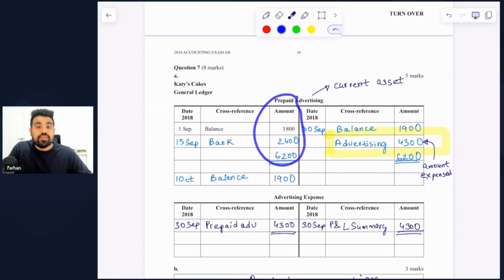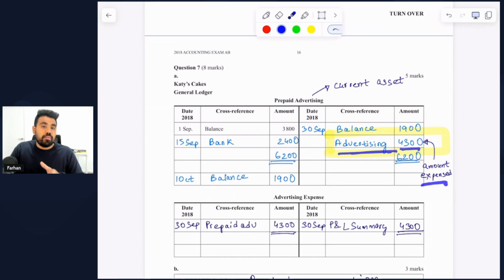So what we have done is calculated everything on the heavier side, which was the debit side. We added the opening balance of 3,800 with 2,400, and then we got 6,200, which must be the balance on the other side as well, to ensure that the fundamental rules of accounting are applied. From that 6,200, we subtract the closing balance of 1,900 that we were provided, and we ended up with 4,300 as the missing figure. That is what we refer to as the advertising expense for the period. This is the amount that has actually been expensed from 1st of September 2018 until 30th of September 2018.